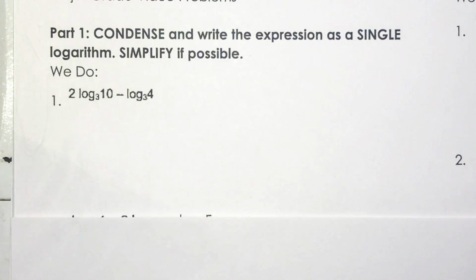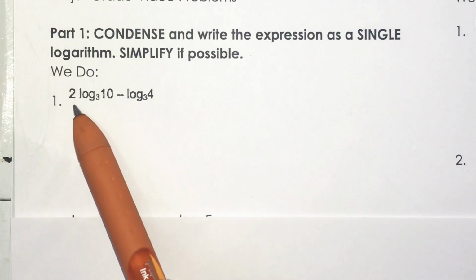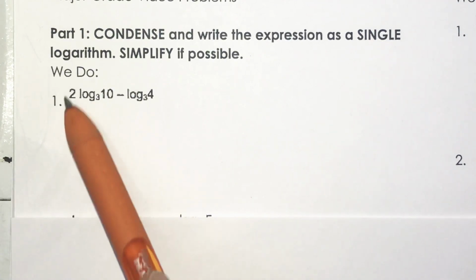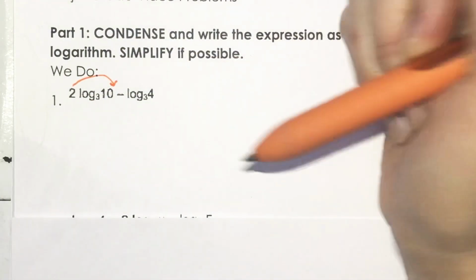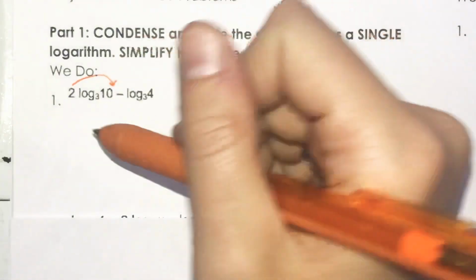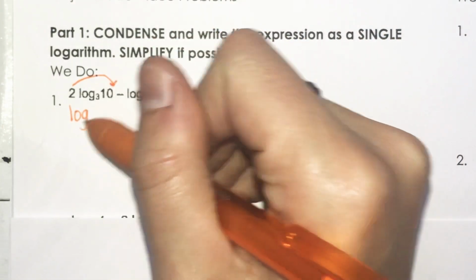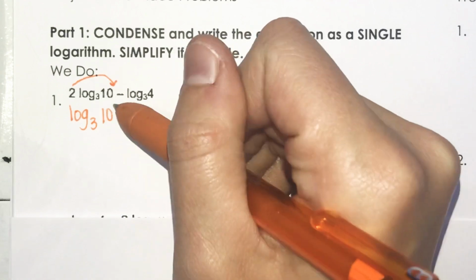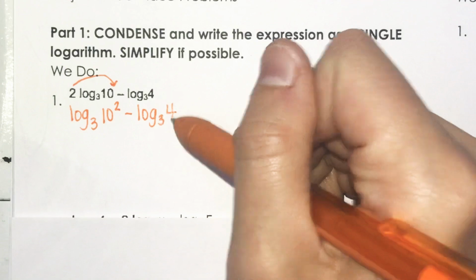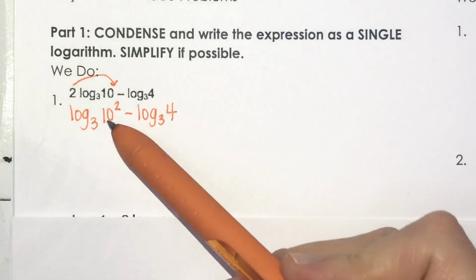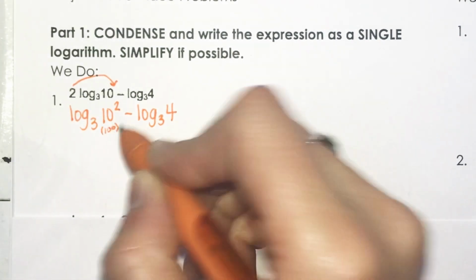For each one of these, we're going to look at which property it is, and then go from there. Since I have this 2 in front, this is the power rule, I can take this 2 and bring it right over here above the 10. I don't have anything over here that I can do with that one, so I'm going to rewrite this as log base 3 of 10 to the second power minus log base 3 of 4. Now we know that 10 squared is really 100, so I'm going to put a little 100 here in the parentheses.